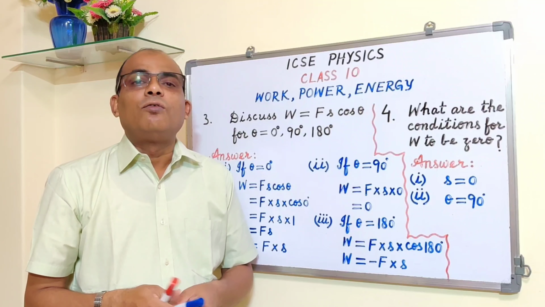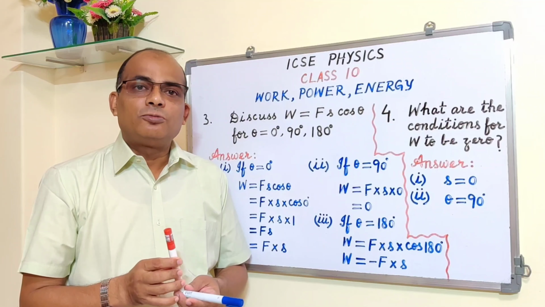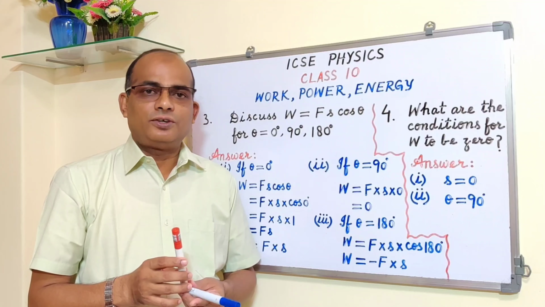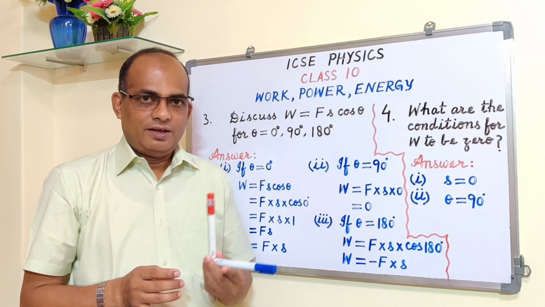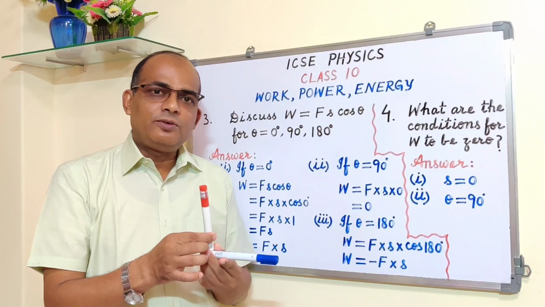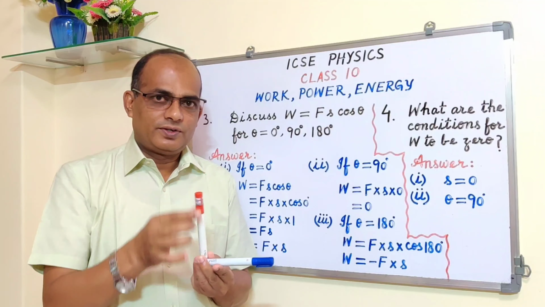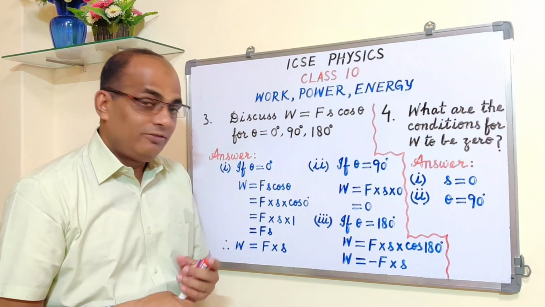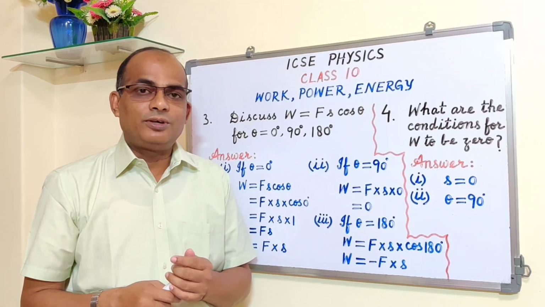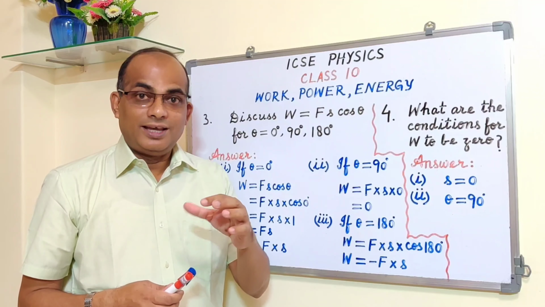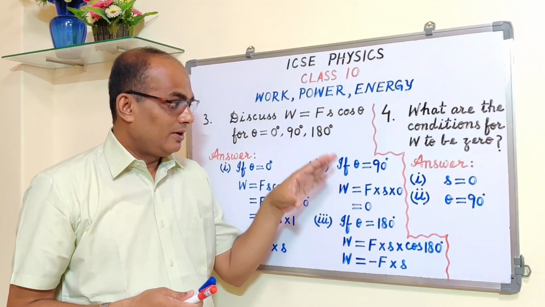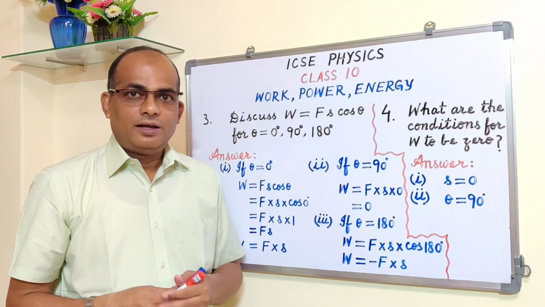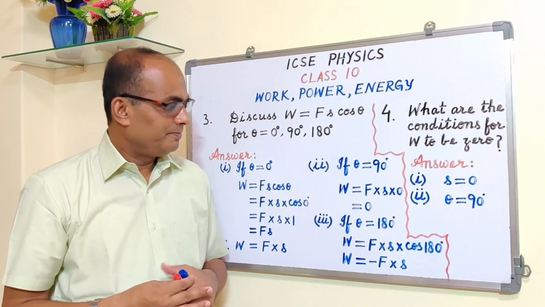That means when the force is perpendicular to the direction of the displacement, when the displacement is perpendicular to the direction of the force, when theta is equal to 90 degrees, no work is done. W is equal to 0. And very nice questions will be framed, the MCQs on this topic, that I'll discuss in my next video.